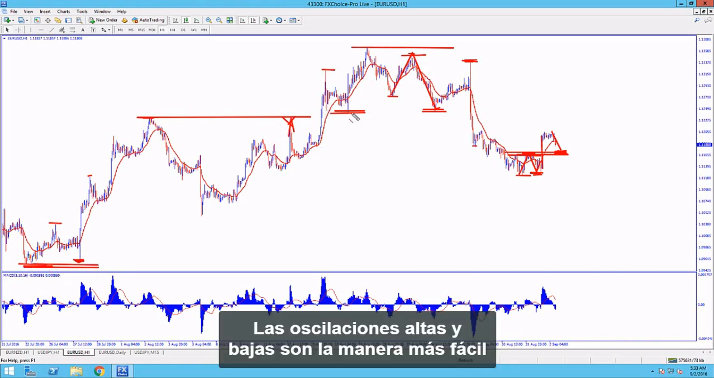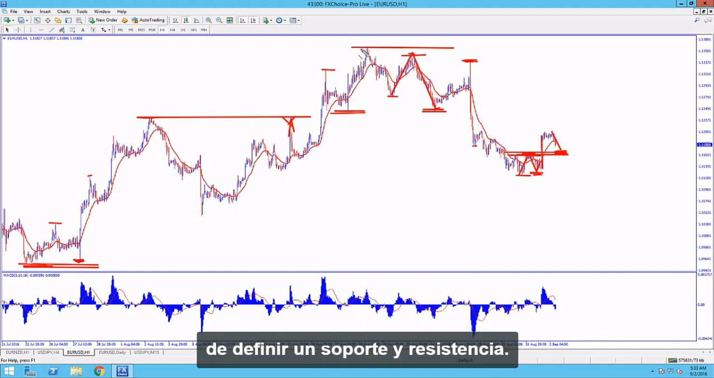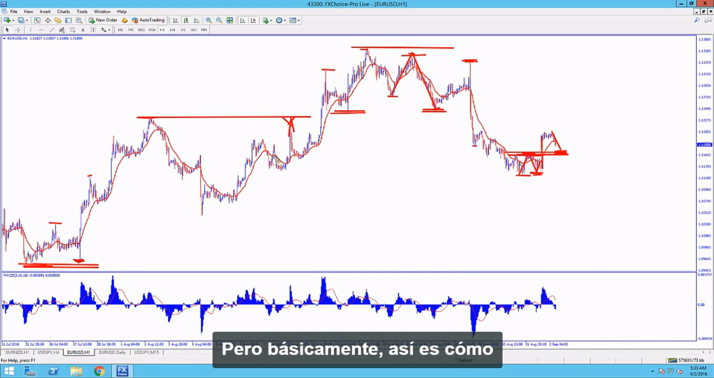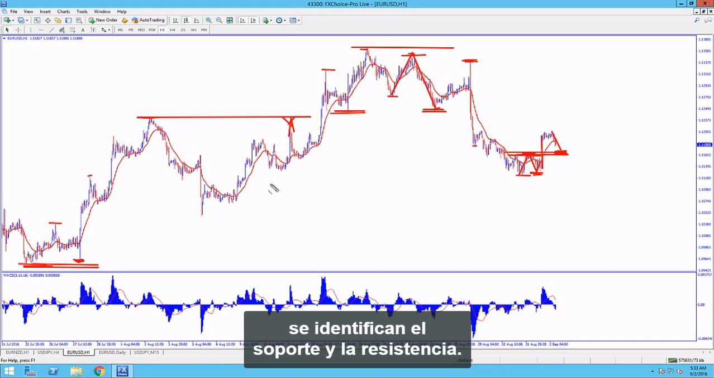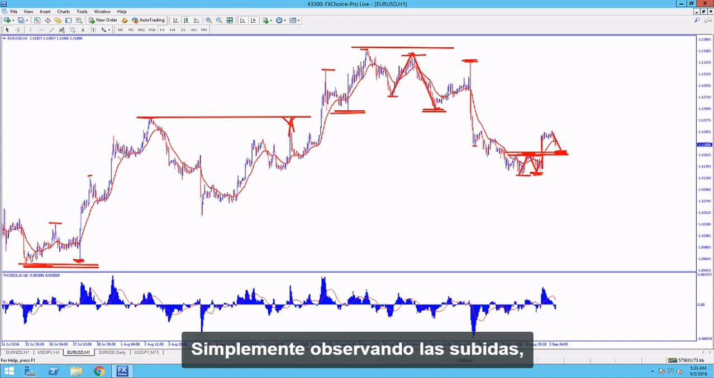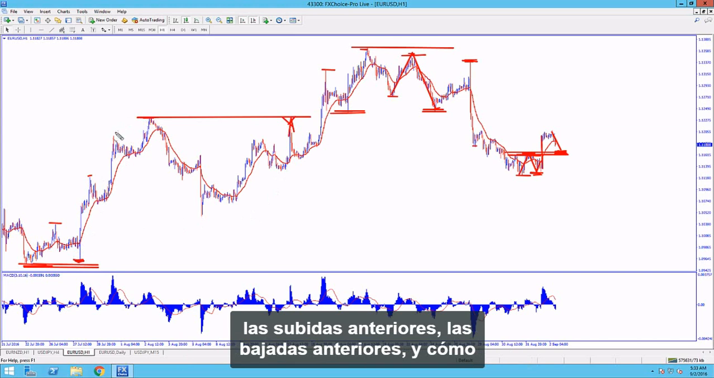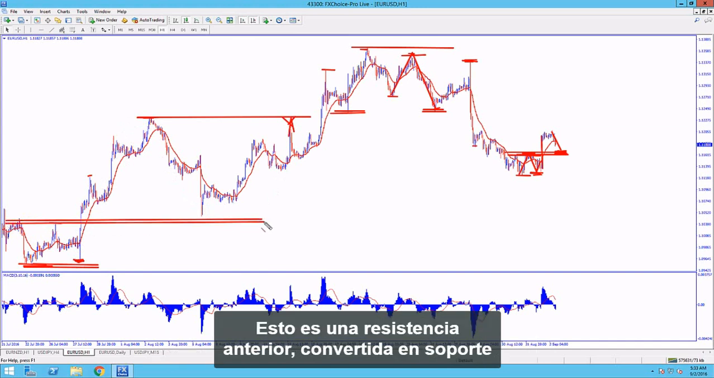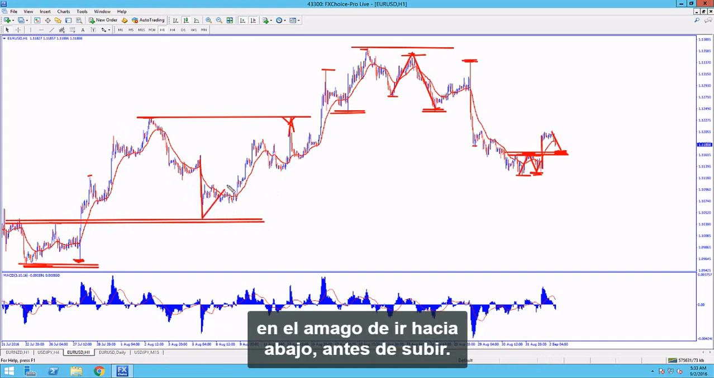Swing highs and swing lows are the easiest way to define a support and resistance. There are other ways, a little bit more complex, but keeping it basic, this is how you identify support and resistance. Just essentially looking at highs, prior lows, and how the market affects things. So if we take this from here, coming across, right? That was a prior resistance, became support on the test down before going higher.